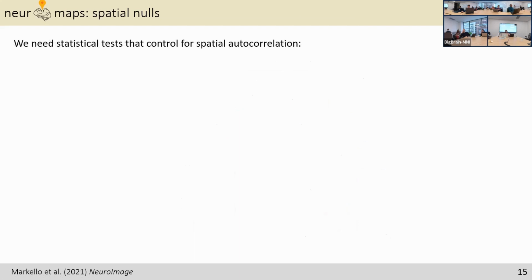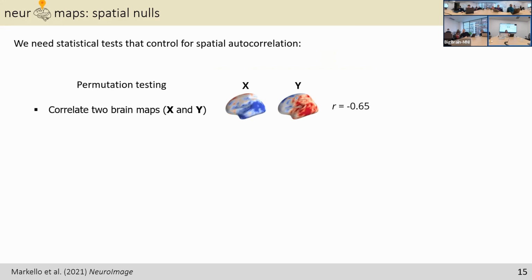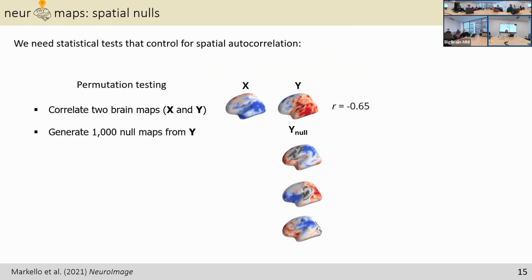So basically what we need to do is develop new statistical tests that allow us to control for spatial autocorrelation. And the idea is to use permutation testing, a very simple process where we take the 2 brain maps we want to correlate, and we get a correlation, for example, minus 0.65. And the idea is we want to generate null maps from the dependent brain map that replicate some properties that we want to control for. In this case, it's the spatial autocorrelation of our brain map.